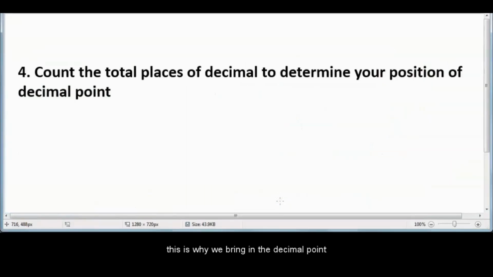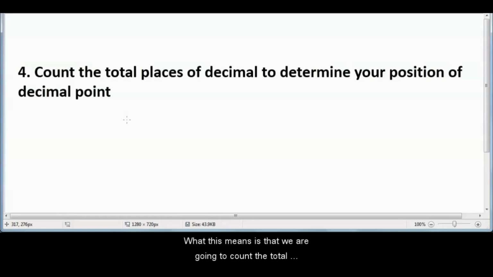This is where we bring in the decimal point. Determine the total places of decimal. Count the total places of decimal to determine your position of decimal point. So what this means is that you are going to count the total decimal places for the two figures. Then use that to determine the new position of decimal point.